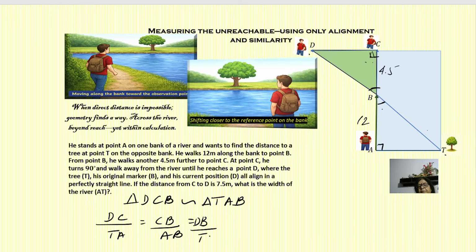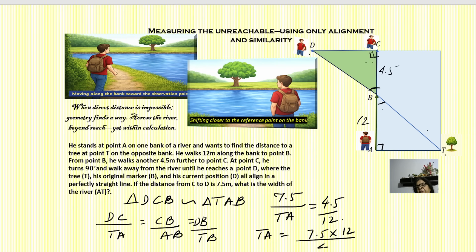Now we need only the first two ratios, DC by TA. DC is the walking distance of 7.5 meters. So 7.5 by TA, which is the width of the river, we have to find that out. CB is 4.5 and AB is 12. So TA, or the width of the river, will be 7.5 into 12 by 4.5. If you simplify this, 15 threes, 15 fives, 3 fours, so you get here 20 meters. So the width of the river approximately is 20 meters.